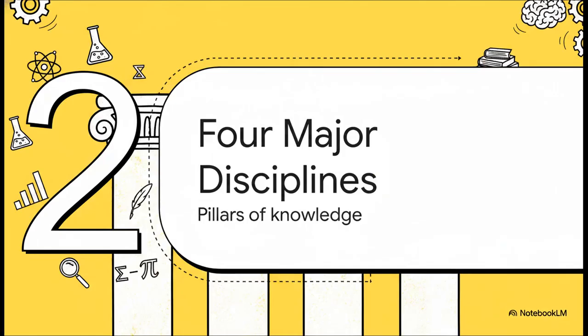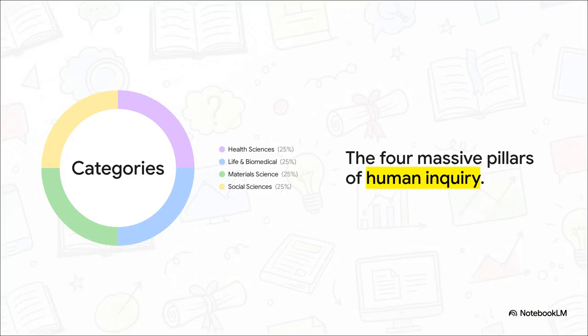Moving right along to our second section, the 4 major disciplines, which really act as the pillars of human knowledge here. Now, what's really interesting about this breakdown is how it visualizes the ultimate categorization of information. If you take all the world-class research within Sage and zoom all the way out, it rests incredibly neatly on these 4 massive pillars. We've got health sciences, life and biomedical sciences, materials science and engineering, and social sciences and humanities.